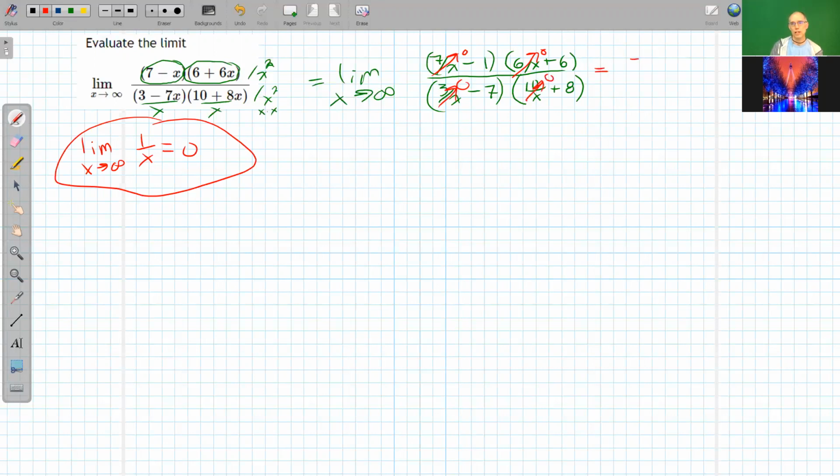So I get -1 times 6 over -7 times 8. And this cleans up just a wee bit. I can divide a 2 into the top and bottom. And so I get -3 over -28. So I guess the whole thing's positive. So let's just ditch the negative. 7 times 4 is 28. Yeah, so this I should find is going to 3/28.